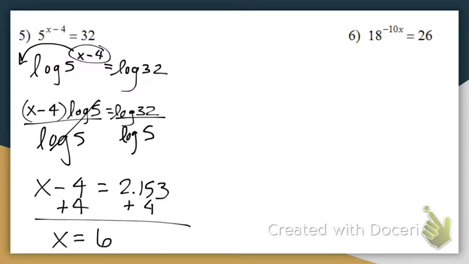if you need to do that in your calculator, go for it. If you can do it in your head, that's awesome. 2 plus 4 would be 6. So this is 6.153. Final answer. So again, sometimes there will be something up there in the exponent bothering the x. Just get rid of it at the very end.